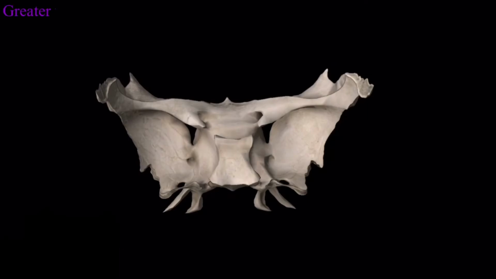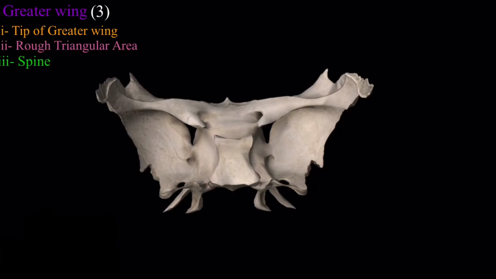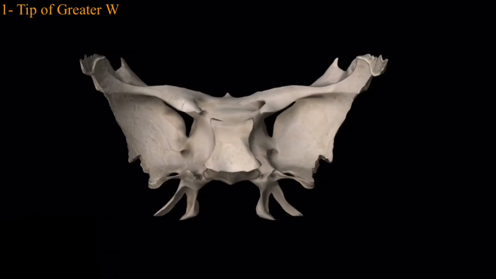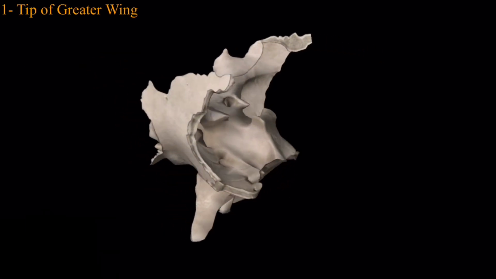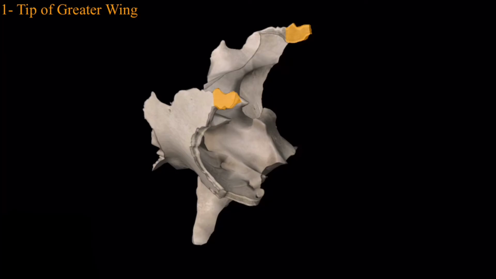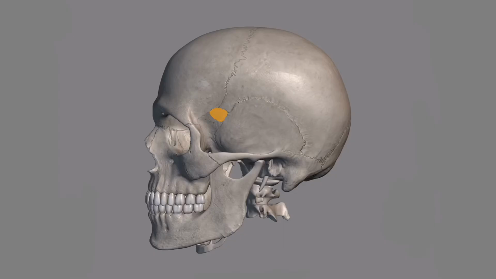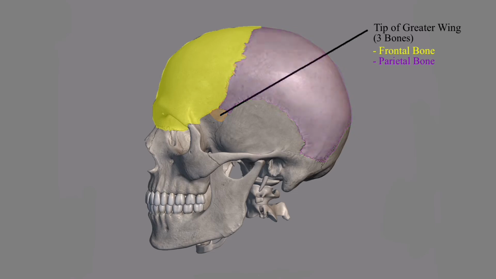On the greater wing of the sphenoid bone, there are three more structures: the tip of the greater wing, the rough triangular area, and the spine of the sphenoid bone. Tip of the greater wing. This is the tip of the greater wing. In a complete skull model, this is the tip of the greater wing. And as you can see, it comes in contact with three bones: the frontal bone, the parietal bone, and the squamous part of the temporal bone.